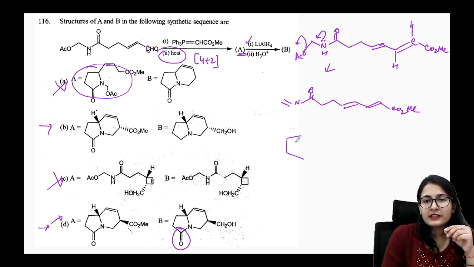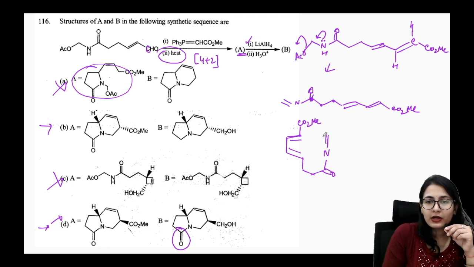You can just draw this molecule in this way first of all. CO2Me, just take care this is trans, and also take care that this bond is also trans, but then you have to write the carbon nitrogen in this way. Okay, how many carbons in between? 1, 2 and 3 carbons in between. You are going to do the Diels-Alder reaction in this way, 4 plus 2 cycloaddition.